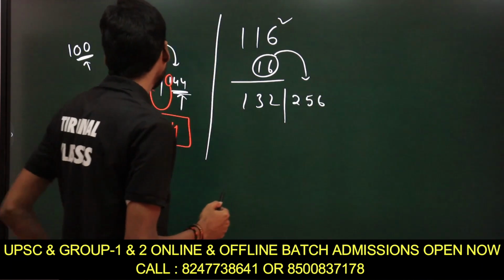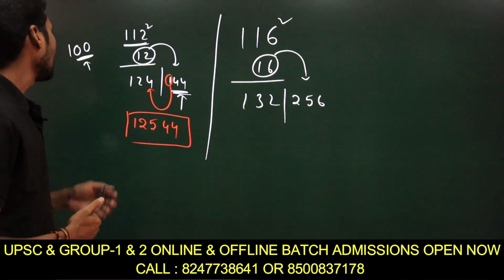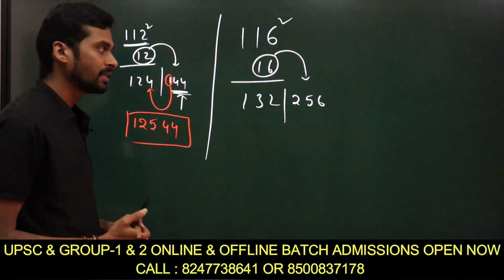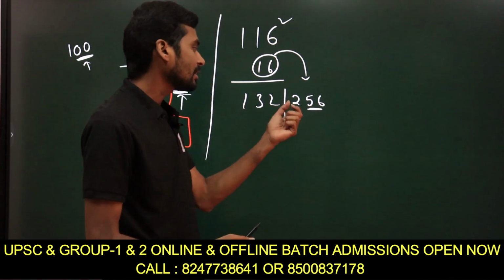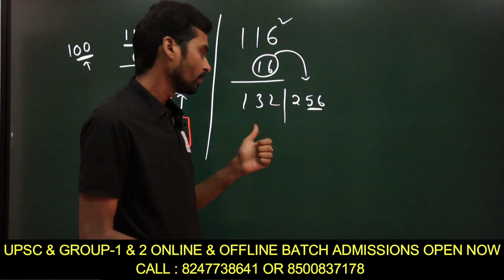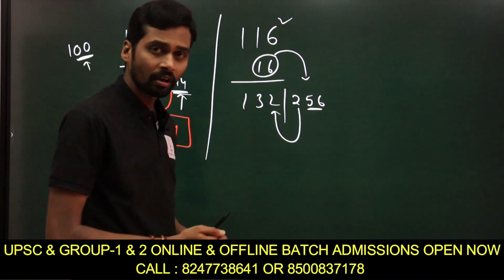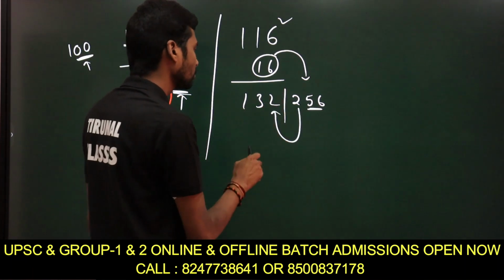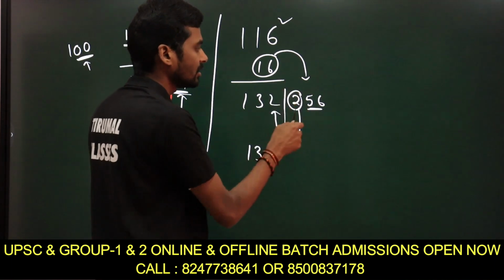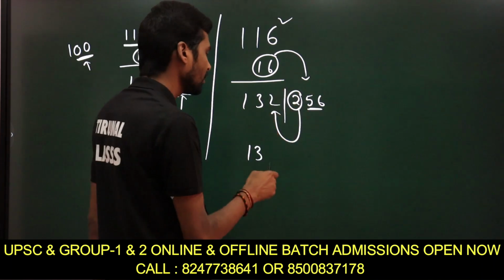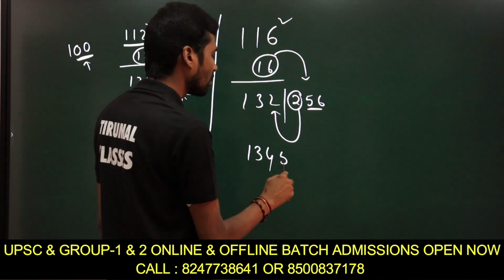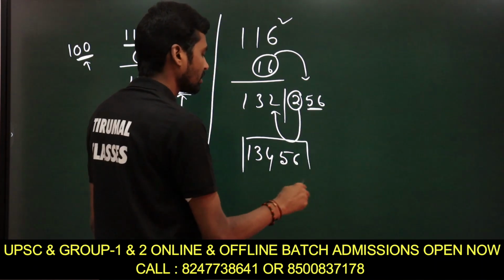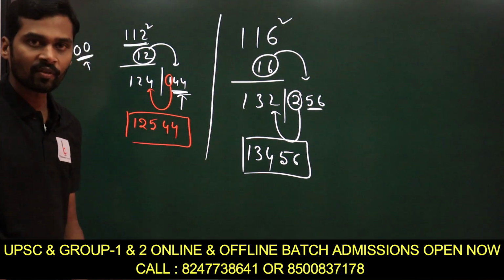Again, what is the base value? The base value is 100. So the number of zeros in the base value is 2, which means I need to have only 2 digits in the right side part. The extra digit must be added to the previous number. So 132 plus 2 is what? This is the extra digit, that 2 must be added to the previous digit. 132 plus 2 is 134, and the remaining number is 56. The final answer is 134, 56.